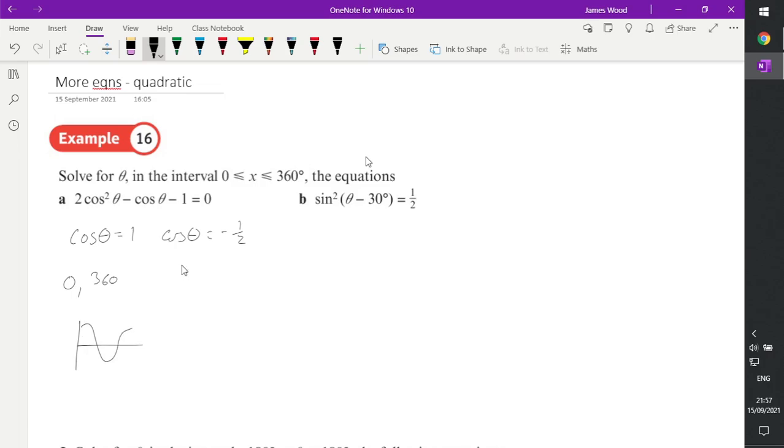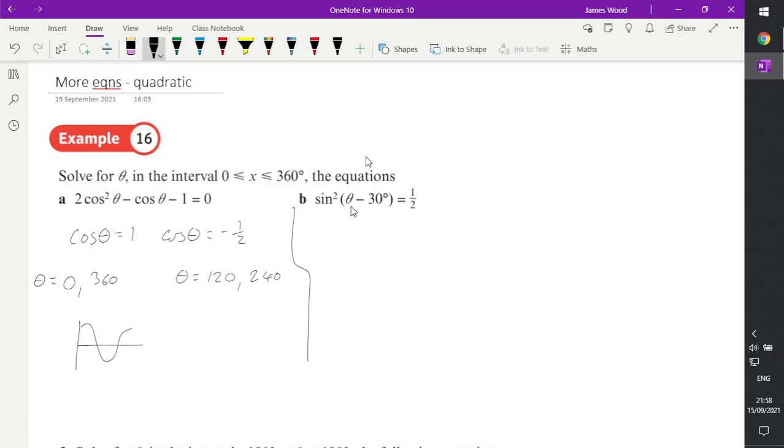Cos theta equals minus a half at 120. And then 360 minus that answer, so 240. So those would be our four solutions there. So you can just treat it like a normal quadratic. It doesn't matter that it's cos squared rather than x squared, really.